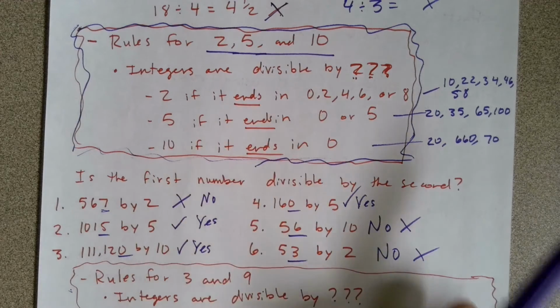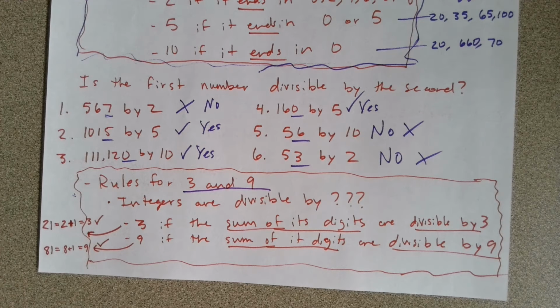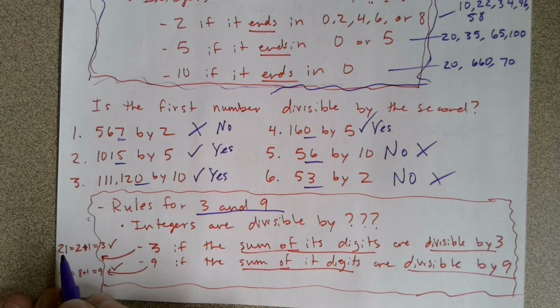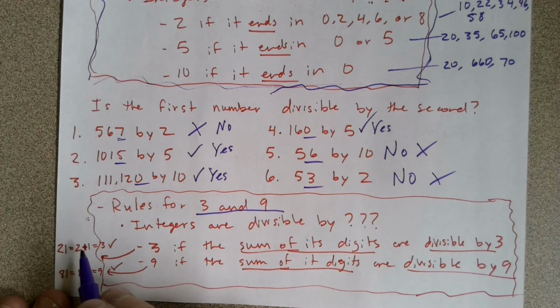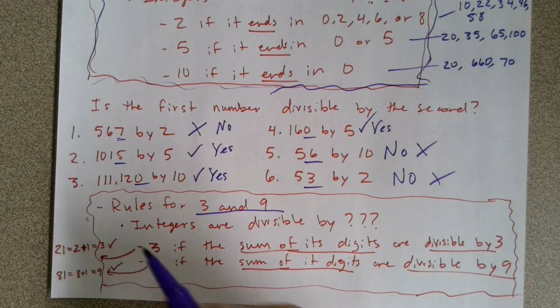Follow these rules. Now the rules change up. We've got rules for 3 and 9. These ones are a little bit different, a little trickier. Integers are divisible by 3 if the sum of the integers is divisible by 3. So what that means is we have to take the numbers that build that number, add them up, and see if it's divisible by 3. So let's check it out. Right over here, I've got 21 equals 2 plus 1, which is 3. 3 is divisible by 3. 3 goes into 3. Checks out.